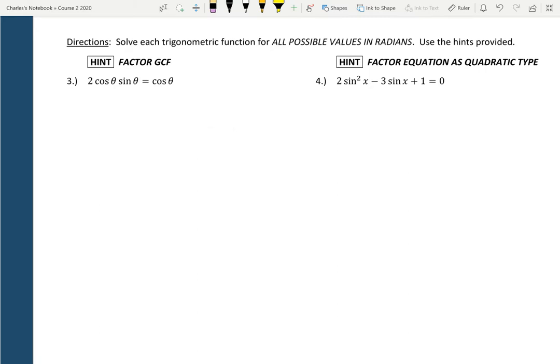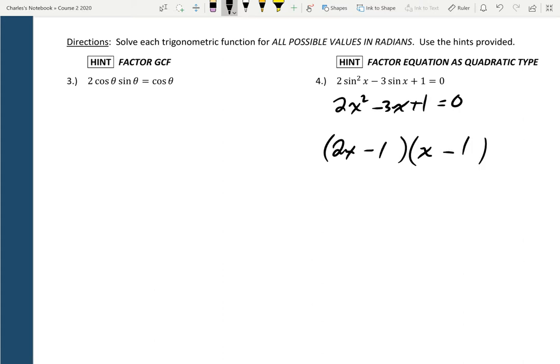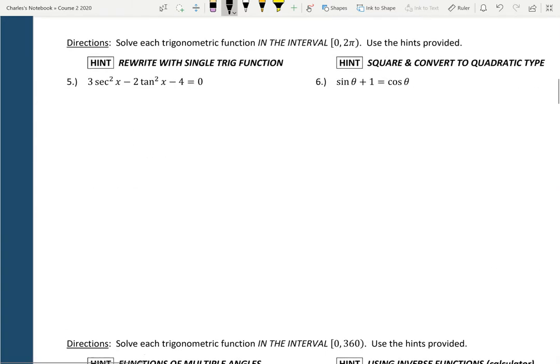Sometimes you can factor these things, like if it said 2x squared minus 3x plus 1 is equal to 0. How do I get that? I'm going to get 2x and x, and I'm going to get, I think, minus 1 and minus 1. So I could call this 2 sine of x minus 1 times sine of x minus 1. And that gives you some stuff to solve. It's going to give you many solutions.